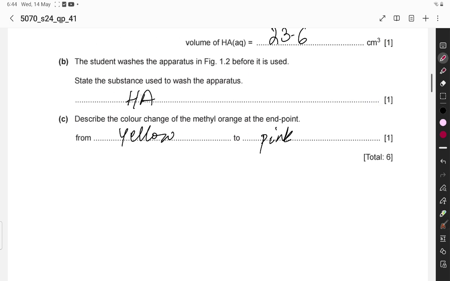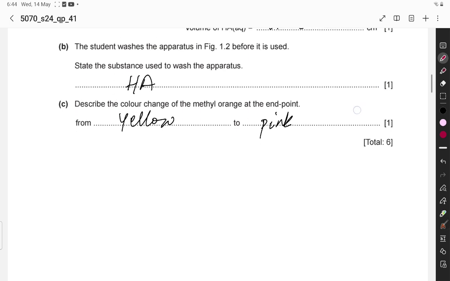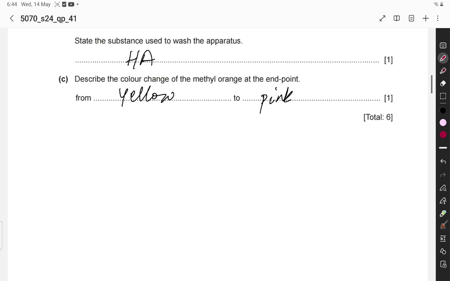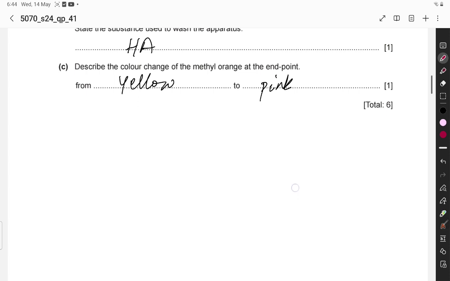The student washes the apparatus in figure 1.2 before it is used. State the substance used to wash the apparatus: the acid which is taken afterward in the burette. Describe the color change of the methyl orange at the end point. Because sodium hydroxide is taken in the flask, the color in the flask is yellow. When we add acid, the color changes to pink. So it is yellow to pink, because pink is for acid.